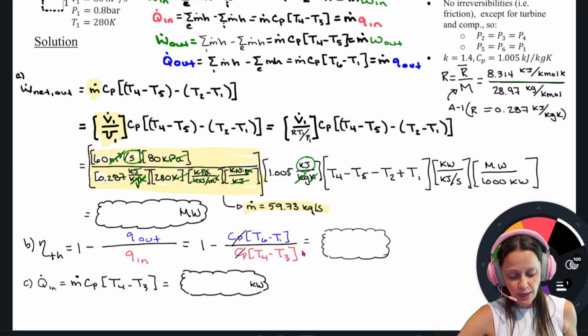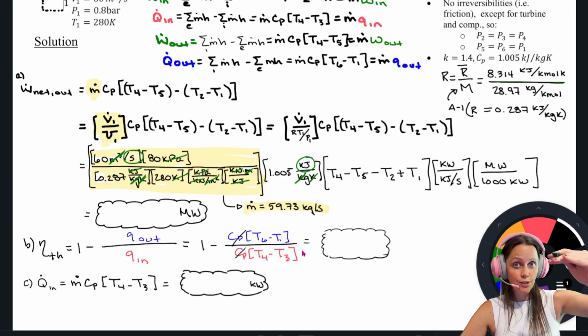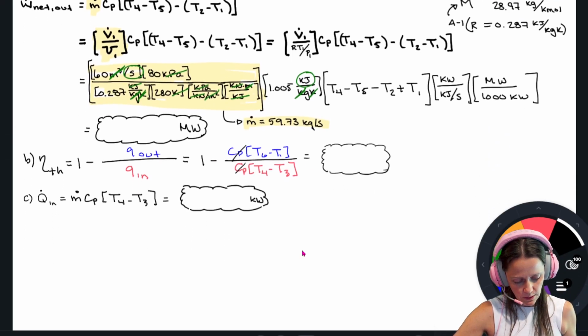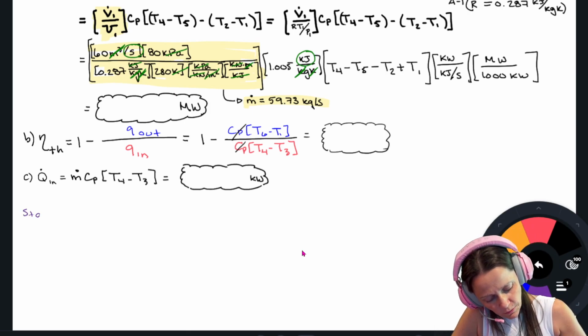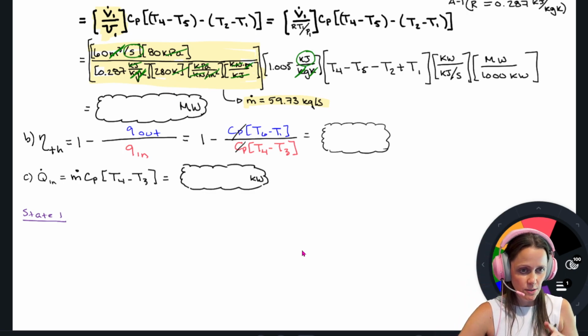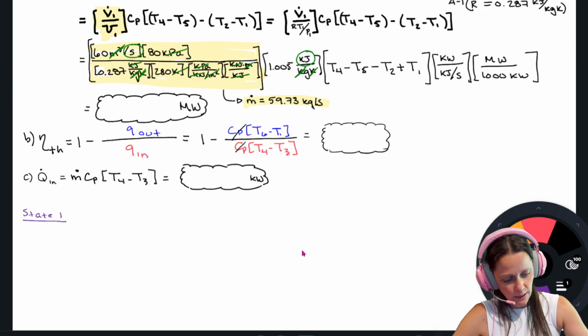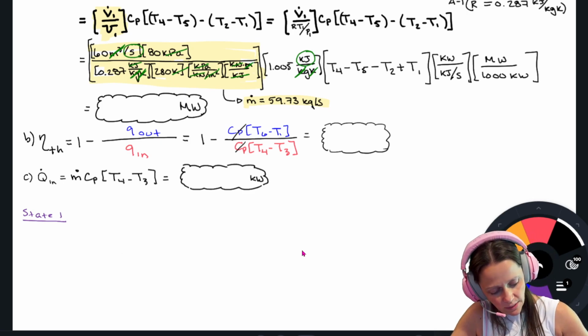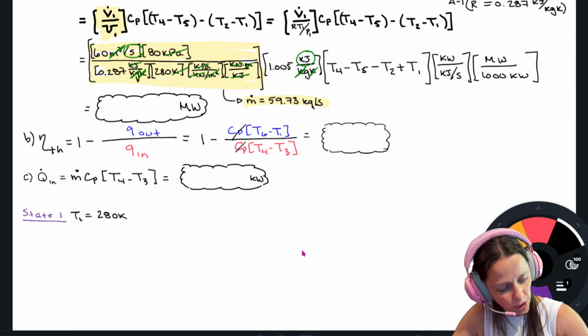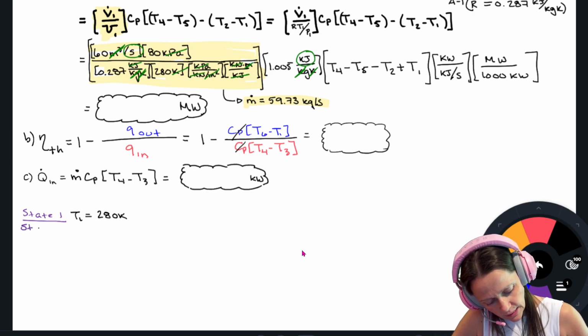All right, so now I need to work my way around and get all the states. So let's do that. Hopefully you have the picture in front of you, because it will be difficult to have the picture on the screen. T1 is given to us. T1, 280 Kelvin, check.